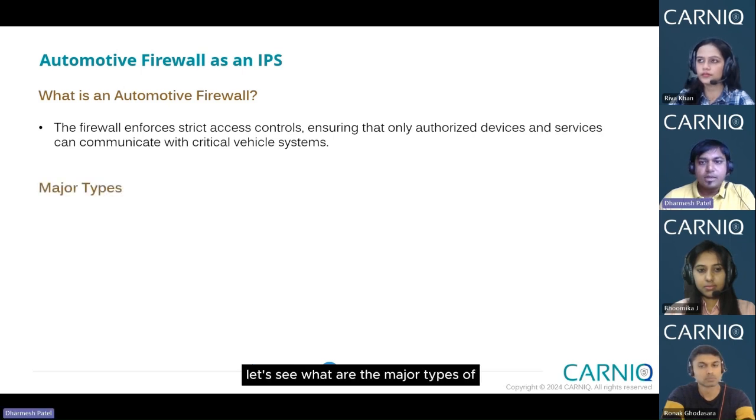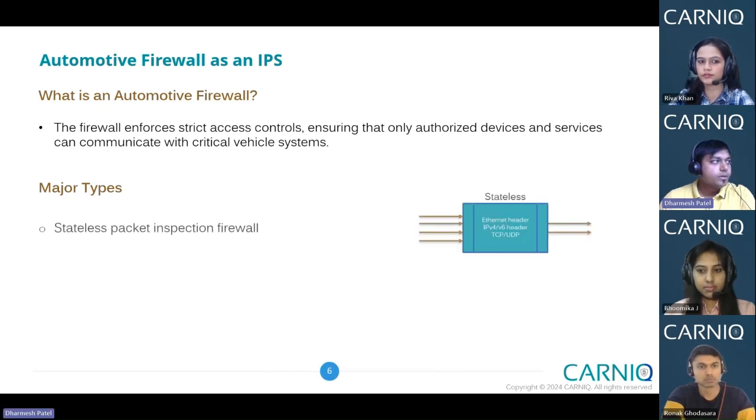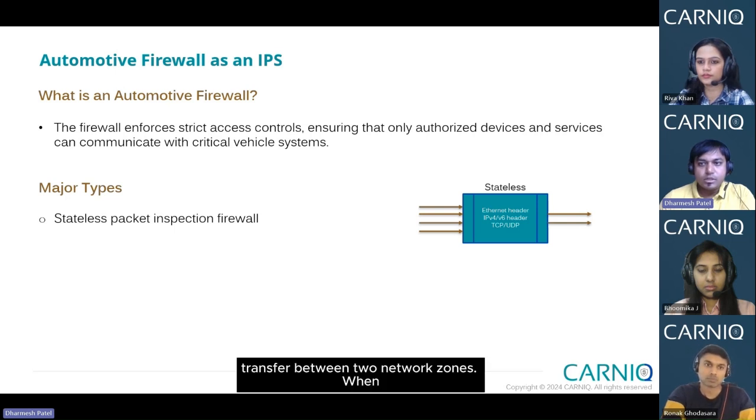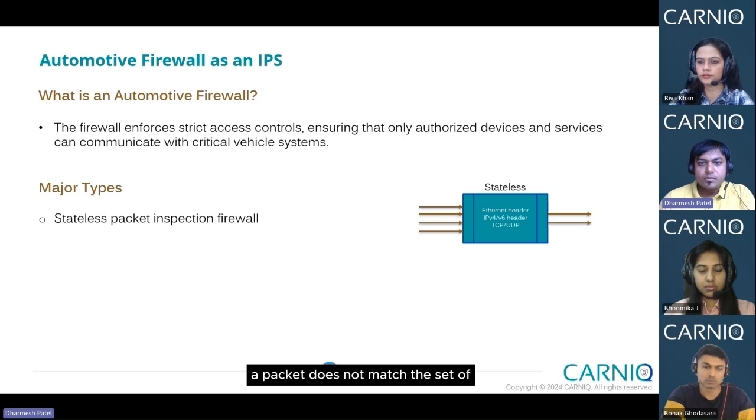Now let's see what the major types of Ethernet firewalls available in the automotive system are. First one is the stateless packet inspection firewall. Now what does this firewall mean? It acts by inspecting the packets transferred between two network zones. When a packet does not match the set of filtering rules in the packet filters, the packet will either be dropped or rejected, else it will be allowed to pass.